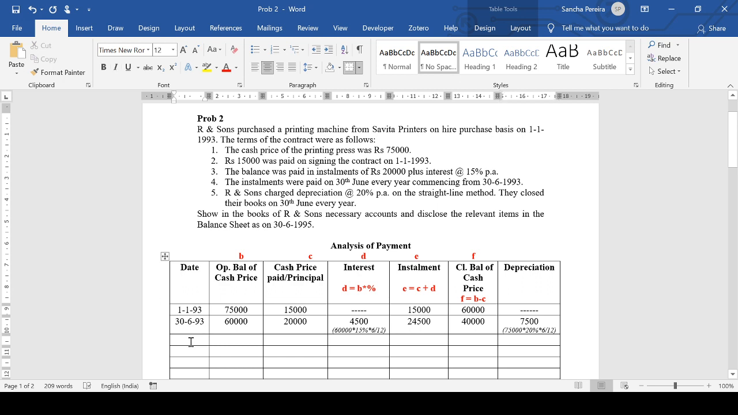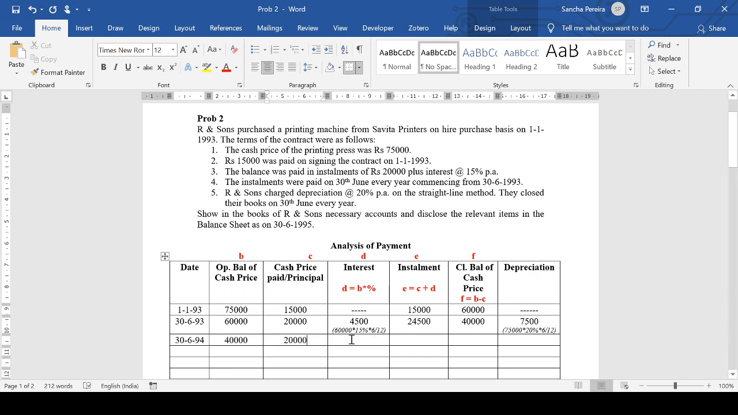Now when will be the next one? The installments were paid on 30th June every year commencing from 30th June 1993. That means we have already paid the first installment on 30th June 1993 and the next one also will be on 30th June but of the next year, and that would be 30th June 94. What is the opening balance? Please be careful which figure you bring down. It's going to be 40,000. Cash price paid we know again will be 20,000. Why is it going to be 20,000? Because they said the balance was paid in installments of 20,000 plus interest at 15%. So 20,000 is basically the cash price.